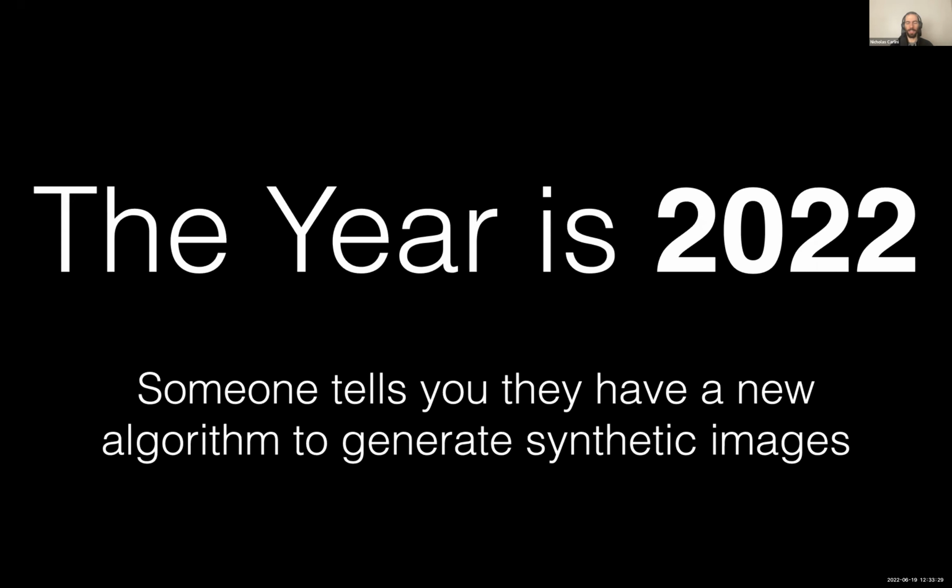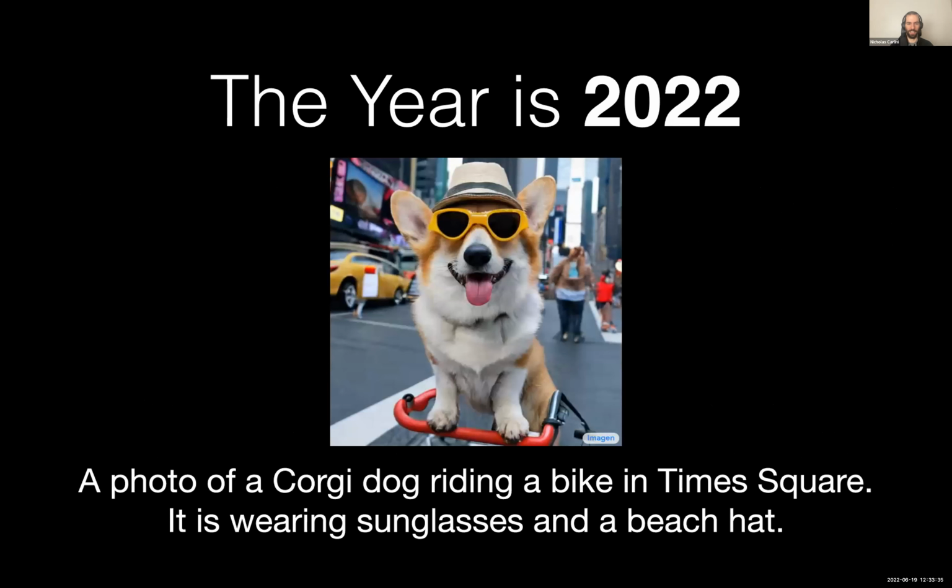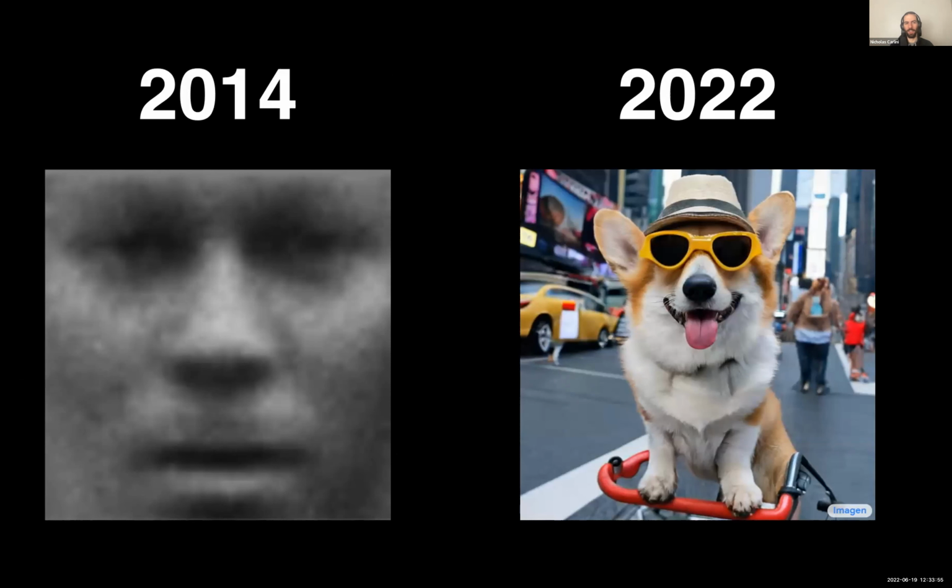And then if you ask for the same thing again today, you say you have an algorithm to generate synthetic images. Now you might see an image that looks like this, which is completely amazing and unthinkable just a few years ago. You can ask for a particular image of a corgi riding a bike in Times Square, wearing sunglasses and a beach hat, and it will do all of the things for you. That's kind of amazing. In 8 years we went from this half recognizable image of a face to photorealistic, arbitrary images you can come up with, and it will just create whatever you want.